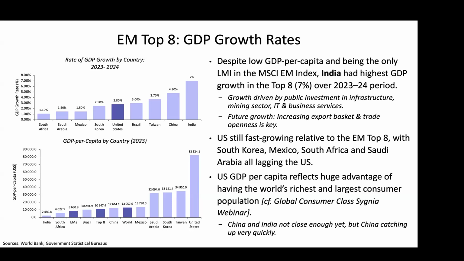So a lot of GDP growth in the EM8 is driven by India, by China, by Taiwan, and to some extent Brazil. And just keep in mind that South Korea is beginning to look more and more like a high-income country with these growth rates that are coming down steadily. But GDP per capita, that is my point about large consumer population. GDP per capita matters, right?